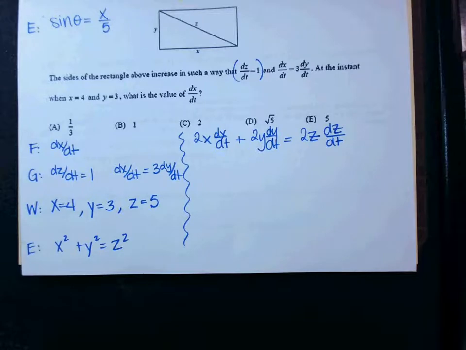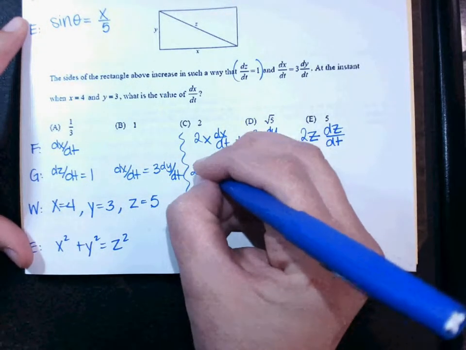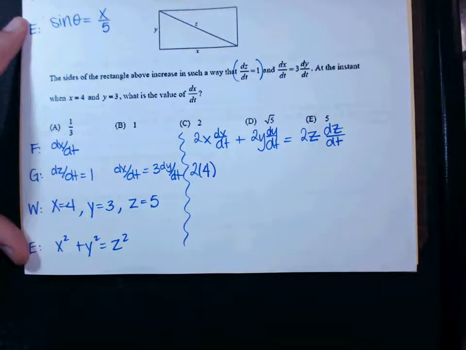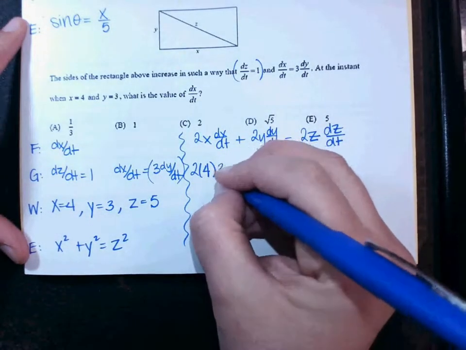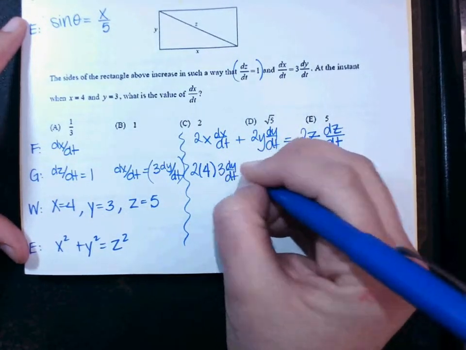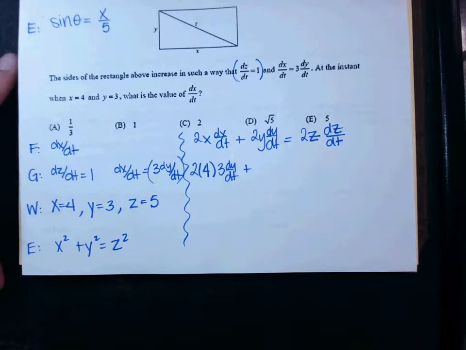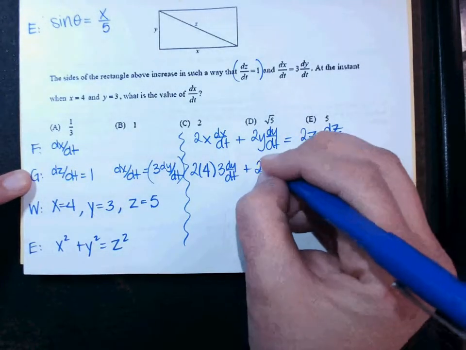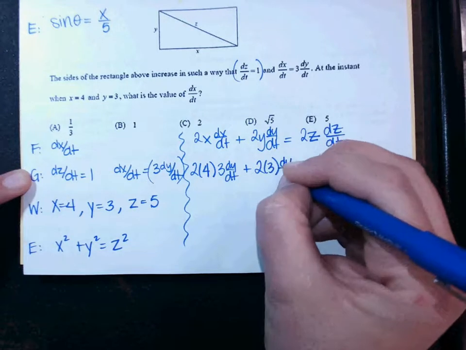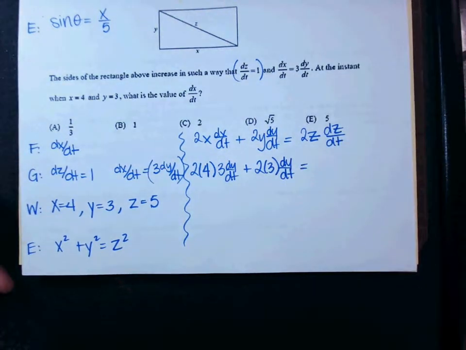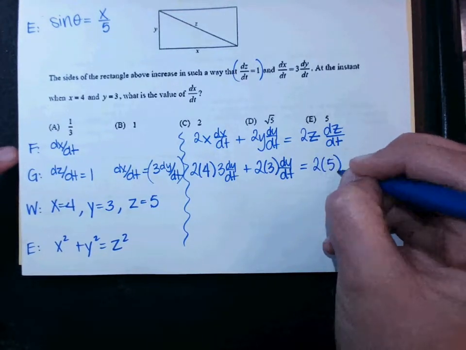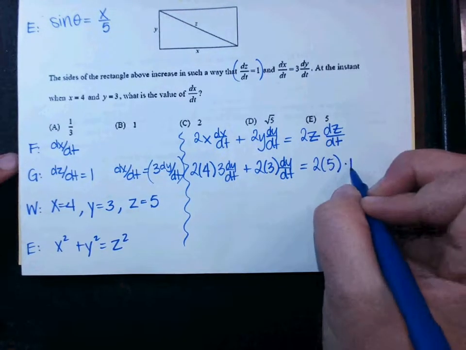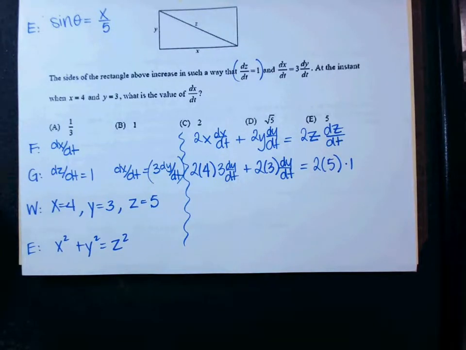Okay, then from there we're plugging stuff in. 2x, what's x? 2 times 4. And then dx dt, remember we have this weird substitute. Just go with it. We're going to plug in 3 dy dt. We don't know what we're doing with it, but it'll be fine. Plus 2y, what's y? 2 times 3, and then dy dt, we do not know. Going to the other side, 2z, what did we find z was? 5, and then what was dz dt? 1.